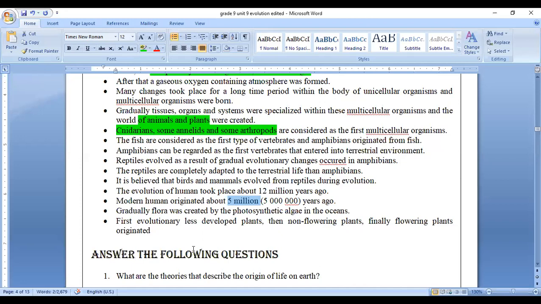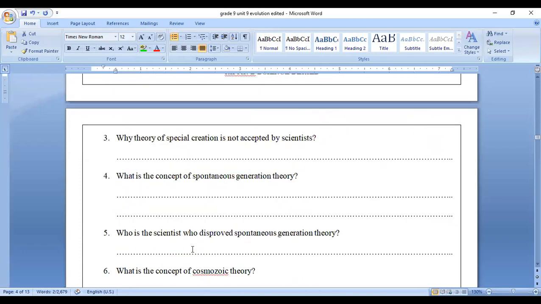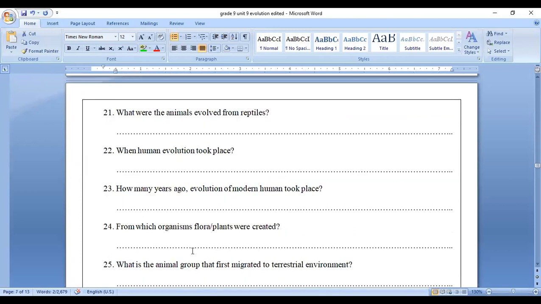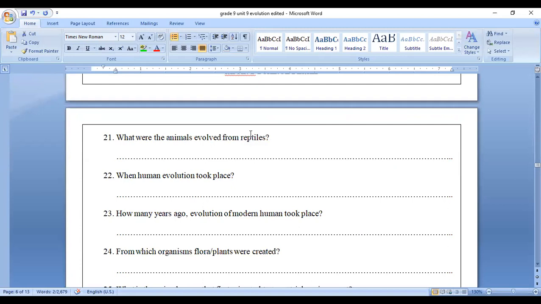Actually, if you go to advanced level, you will study that these number figures are wrong. As I told you, I am not here to correct your syllabus. So when human evolution took place 12 million years ago, how many years ago did modern human evolution take place? 5 million years ago.